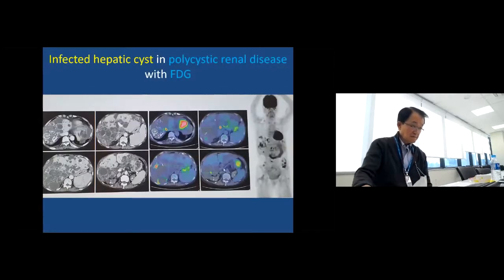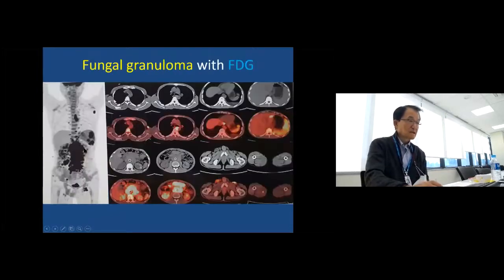And then in the polycystic kidneys, and also a lot of hepatic cysts. Some are infected, showing this kind of FDG uptake. Some are not. Certainly non-specific, agents can show fungal granuloma, also show mediastinal lymph nodes, some axillary.